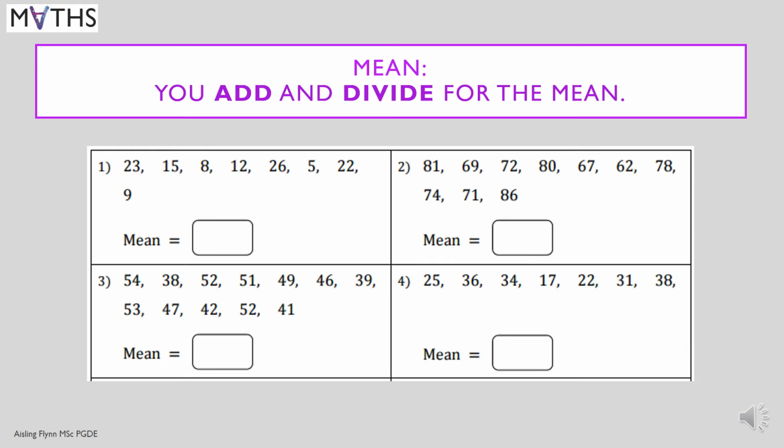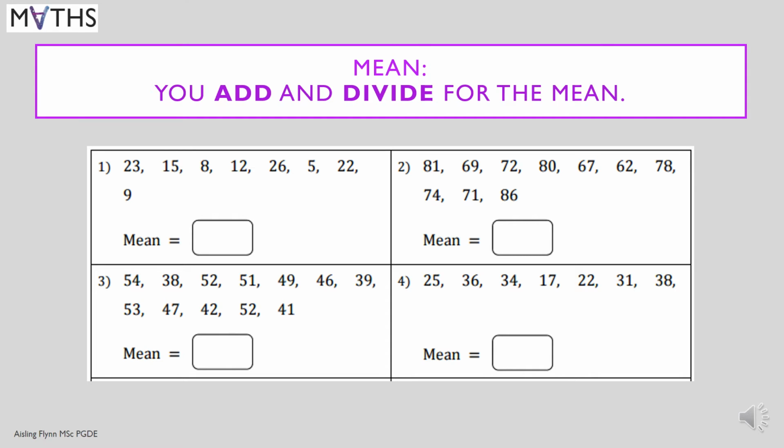So I want you to practice that now. Here are 4 questions. I want you to find the mean for each set of data. So you'll add up the numbers and divide by how many numbers there are. Pause the video now and try that, and then come back to me for the answers.